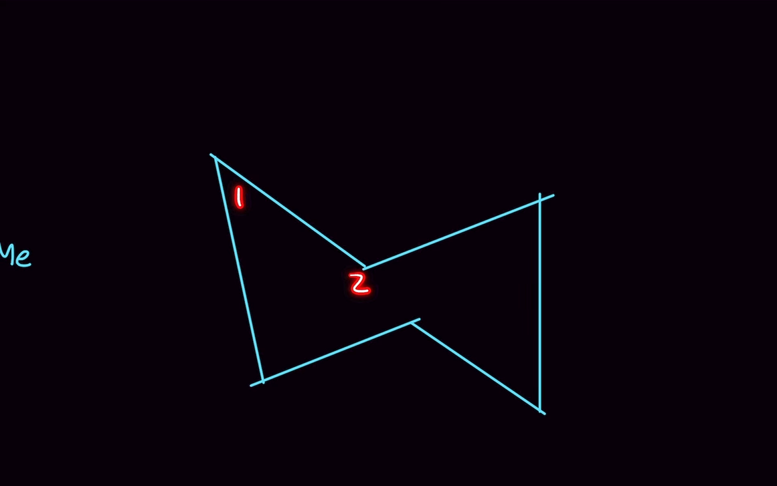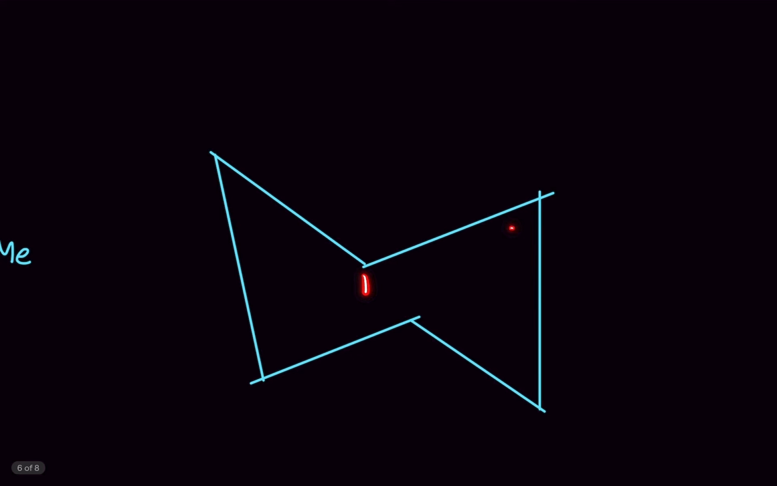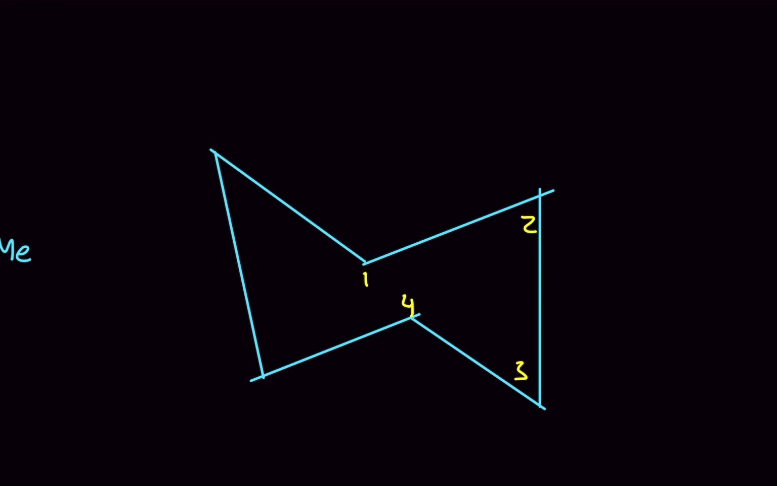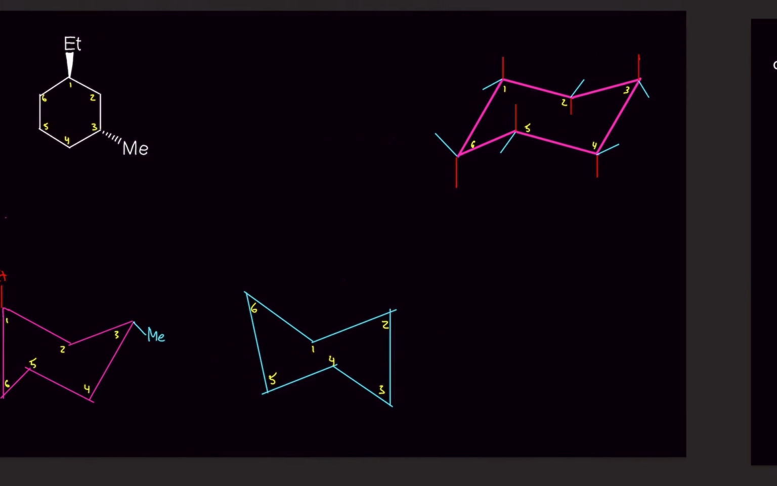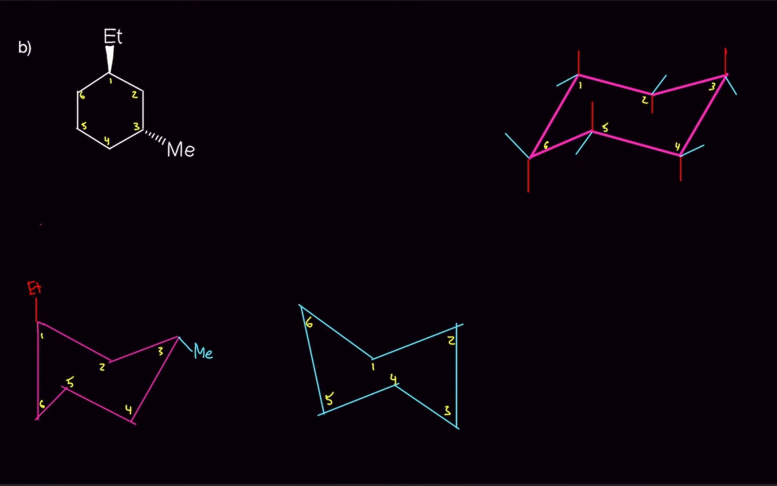We number our carbons. And remember, we skip. So this would usually be 1. This would be 2, 3, right? But this is now 1, 2, 3, 4, 5, 6 because this is a ring flip. So 1, 2, 3, 4, 5, 6. Okay. So we do the same thing.